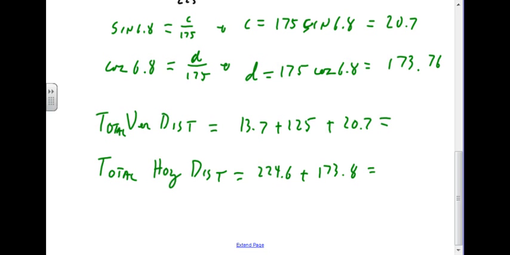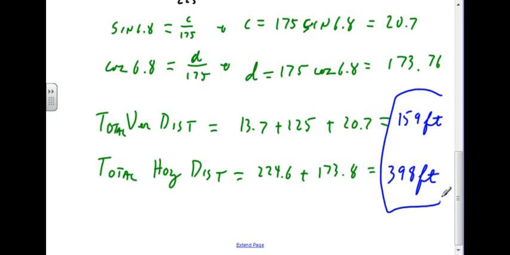We'll call it 159. Yeah, and we'll call it 398 feet. And those will be my final answers. Okay, but I needed a better than normal picture to do such a thing.